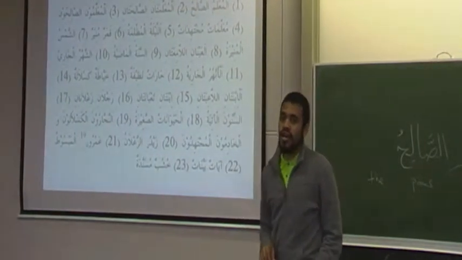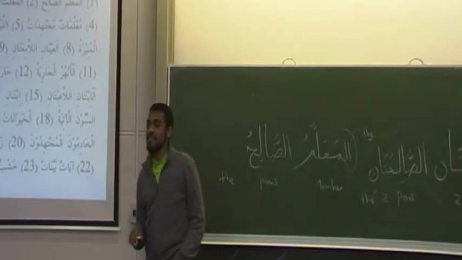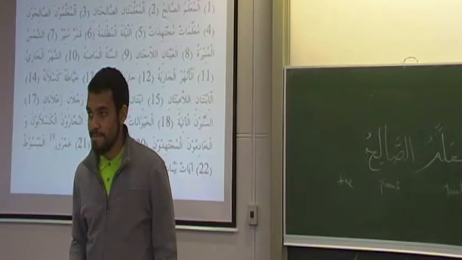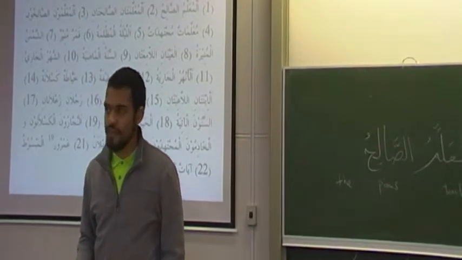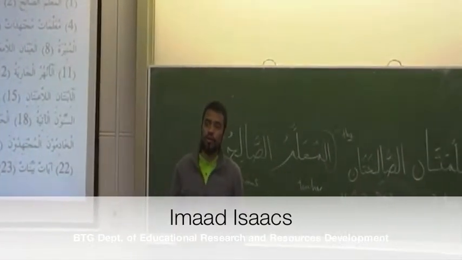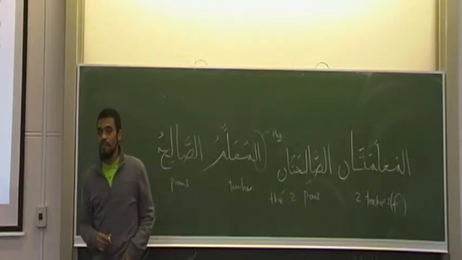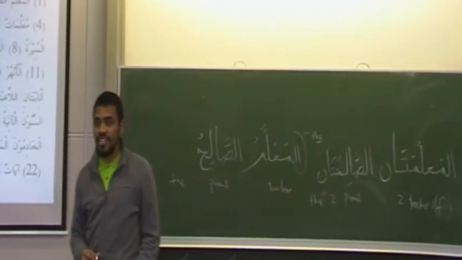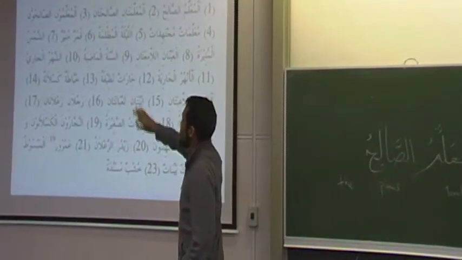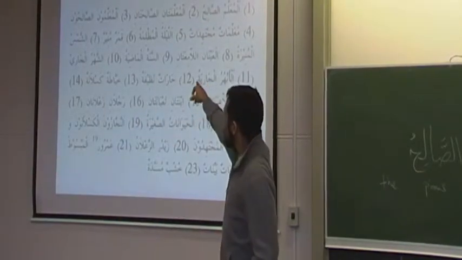Al-muallimuna. That's plural, masculine. Can I also say the two pious female teachers? Yes, perfect. Al-muallimuna, the male, as-salihuna. Say it. The pious male teachers. So this is a nice example of singular, dual feminine, and plural masculine.